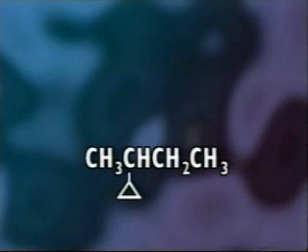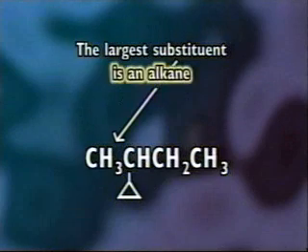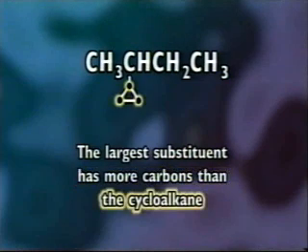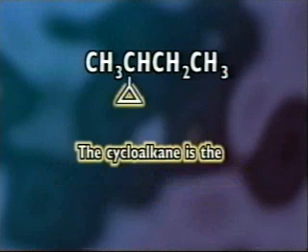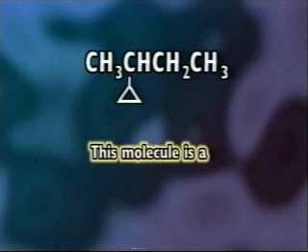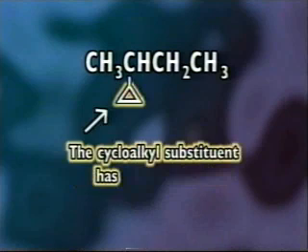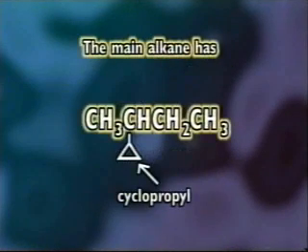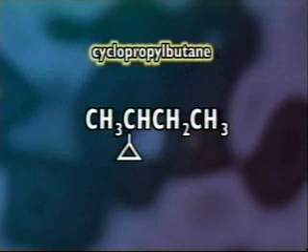But take a look at this molecule. The cycloalkane has 3 carbons. The largest substituent is an alkane with 4 carbons. The largest substituent has more carbons than the cycloalkane, so the substituent is actually the main component, and the cycloalkane is its cycloalkyl substituent. In other words, this molecule is a cycloalkyl substituted alkane. The cycloalkyl substituent has 3 carbons, so we name it cyclopropyl. The main alkane has 4 carbons and is butane. Put it all together and we have cyclopropylbutane.